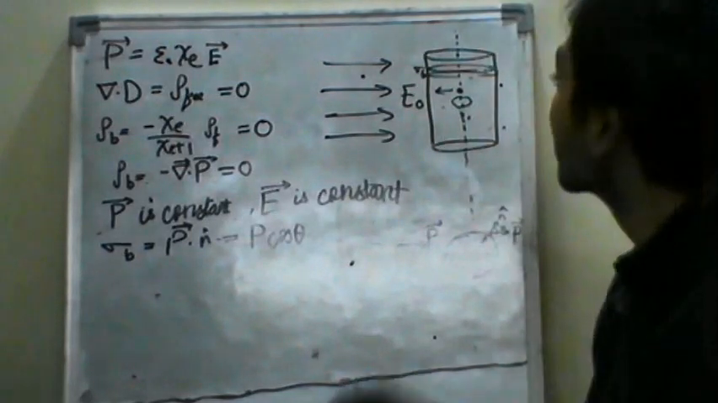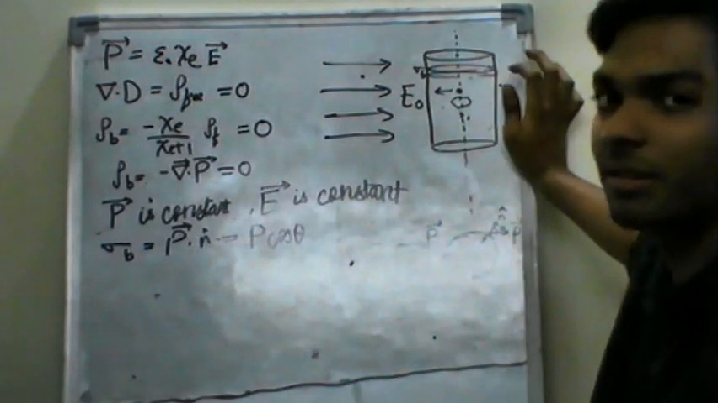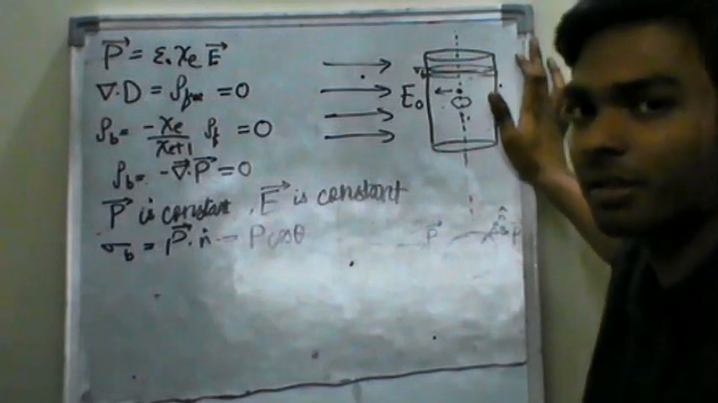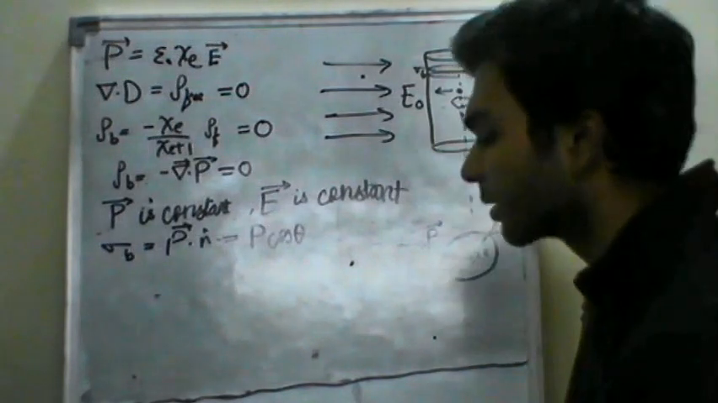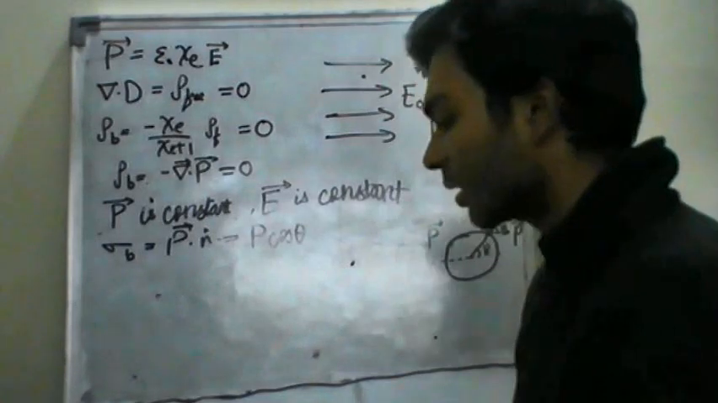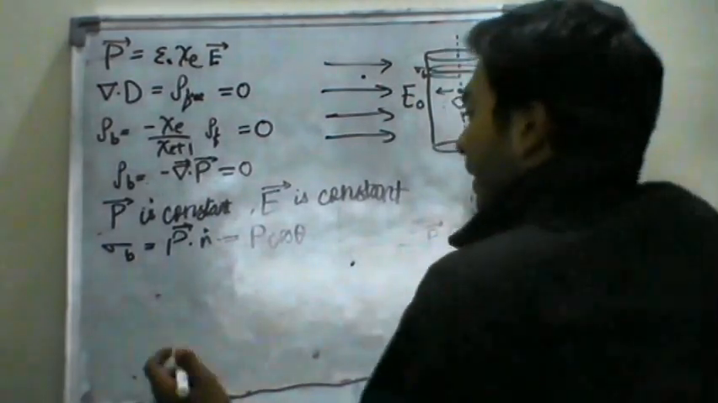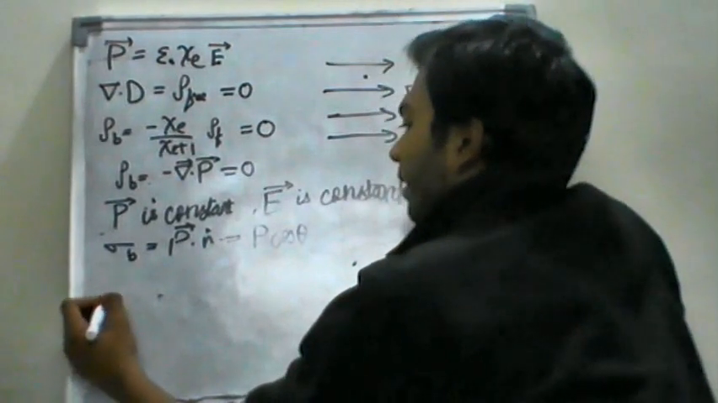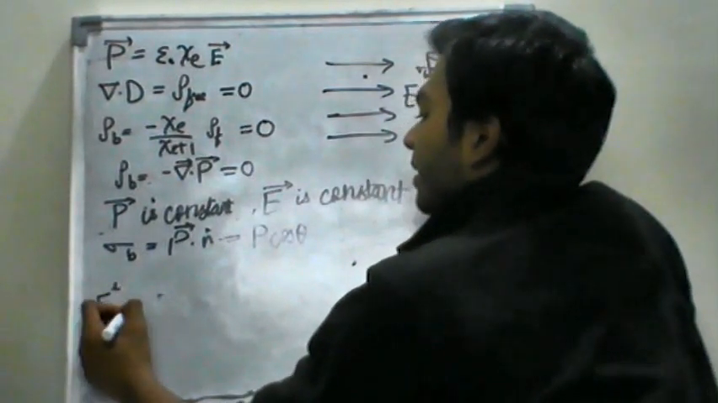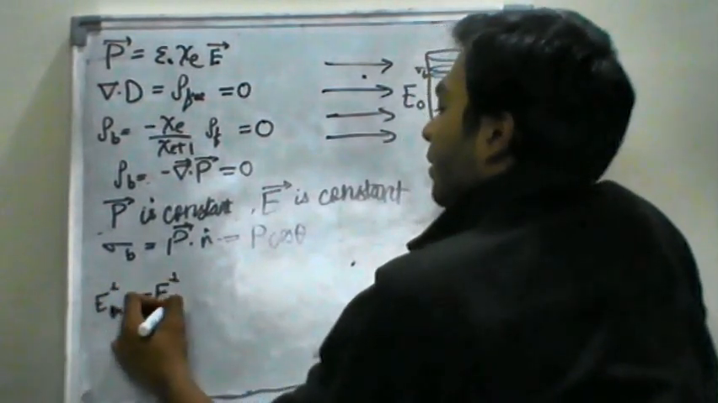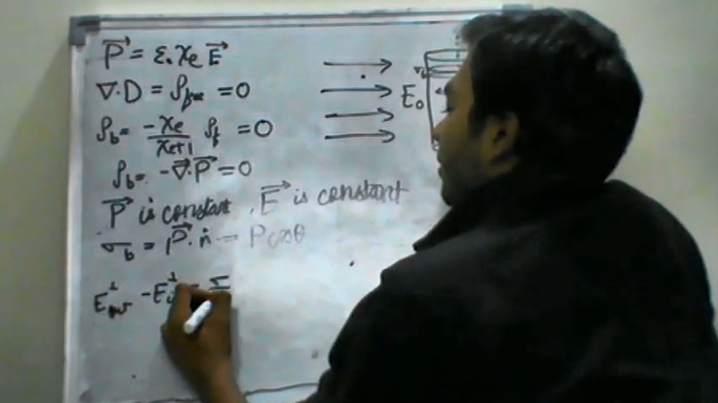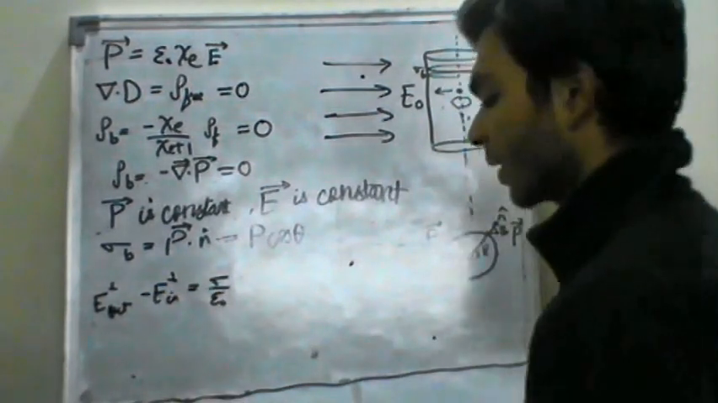Because this method of using discs and integration we have done quite often in 11th, 12th, I would like to solve this using boundary conditions. What do the boundary conditions say about the electric field? E perpendicular on the outside minus E perpendicular on the inside is equal to sigma by epsilon naught.